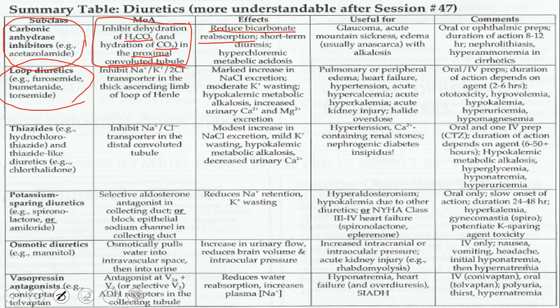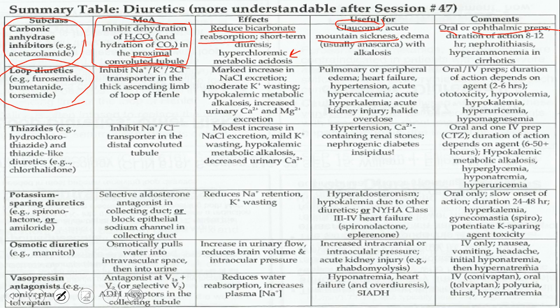Diuresis, hyperchloremic metabolic acidosis. Used for glaucoma, acute mountain sickness, edema, etc. Comments is that there are both oral and ophthalmic preparations. We'll talk about that more later. Okay, so that's one of the drugs we're going to be talking about.